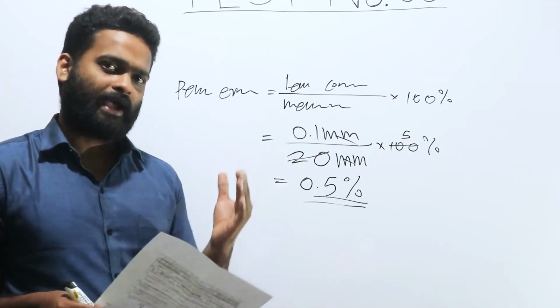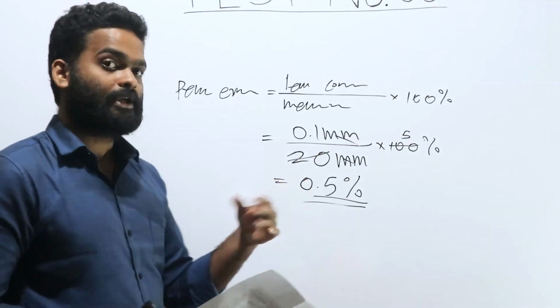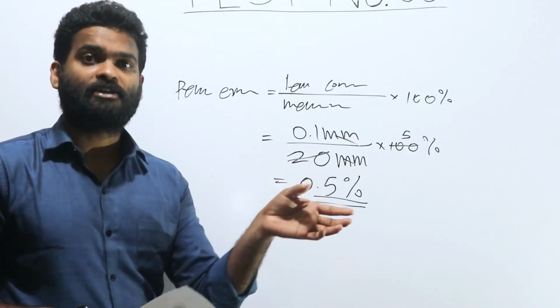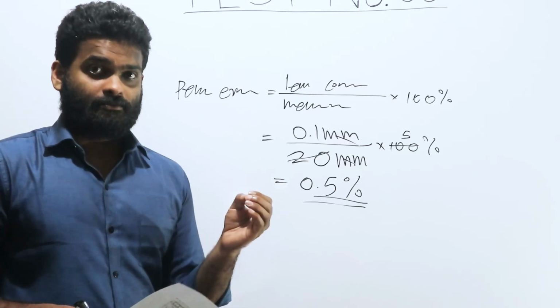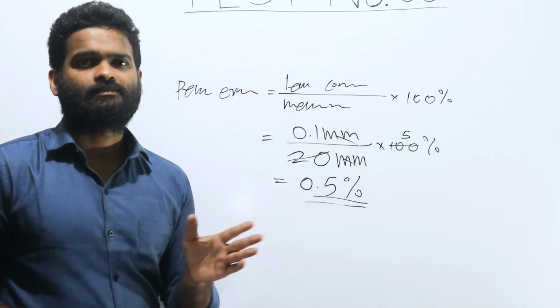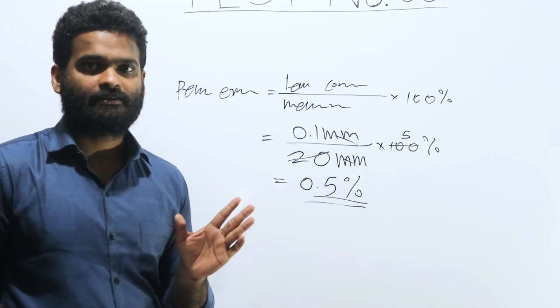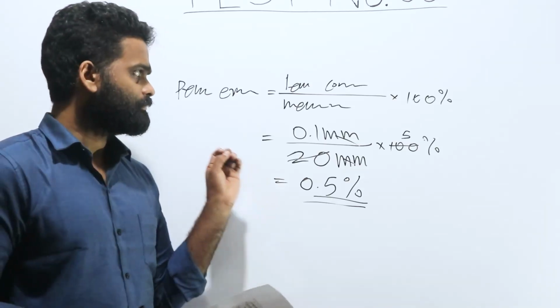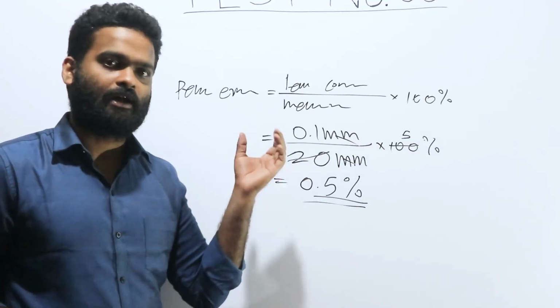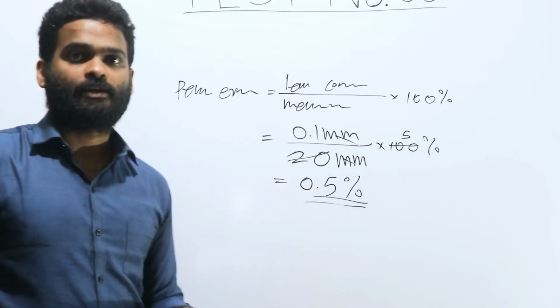I'll just remind you of a fact: if this percentage is more than 1%, you cannot use that apparatus to take that measurement. The percentage error should be less than 1%. Okay, this is how you can calculate the percentage error.